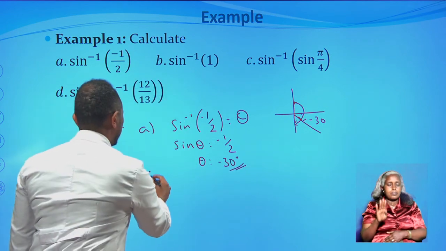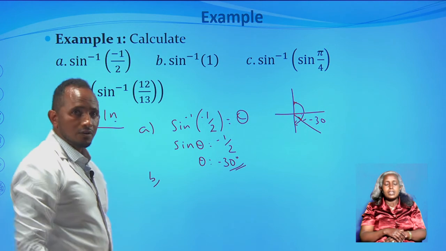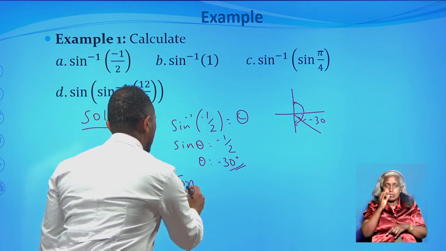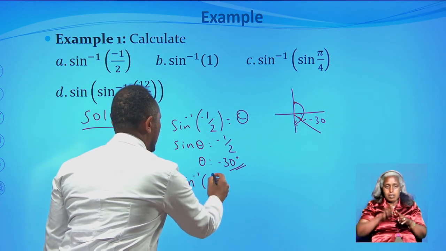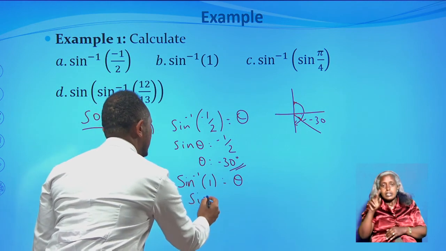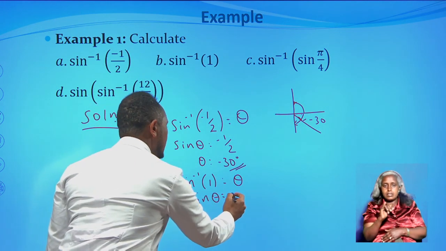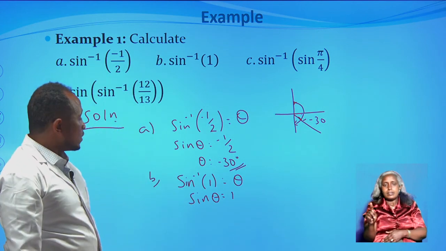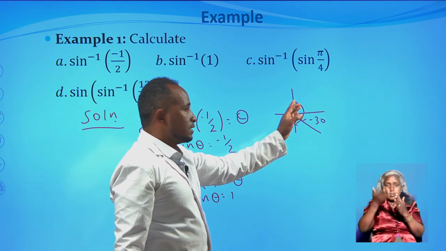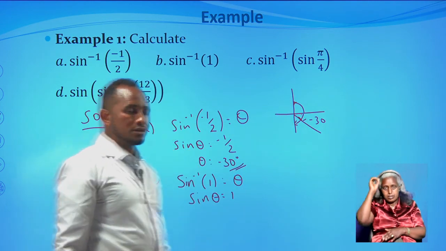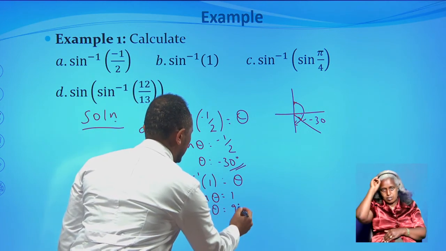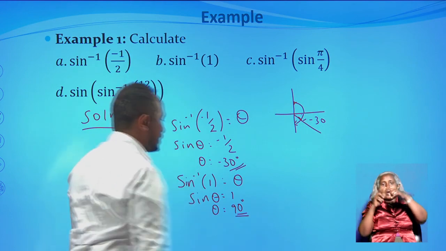Okay, B, sine inverse of 1. Sine inverse of 1. Assume it is to be theta. So sine theta means it is 1. So sine theta is 1 on this interval is at 90 degree. Therefore, theta is this 90 degree here. Theta is this 90 degree, or it is pi/2 in terms of radian.